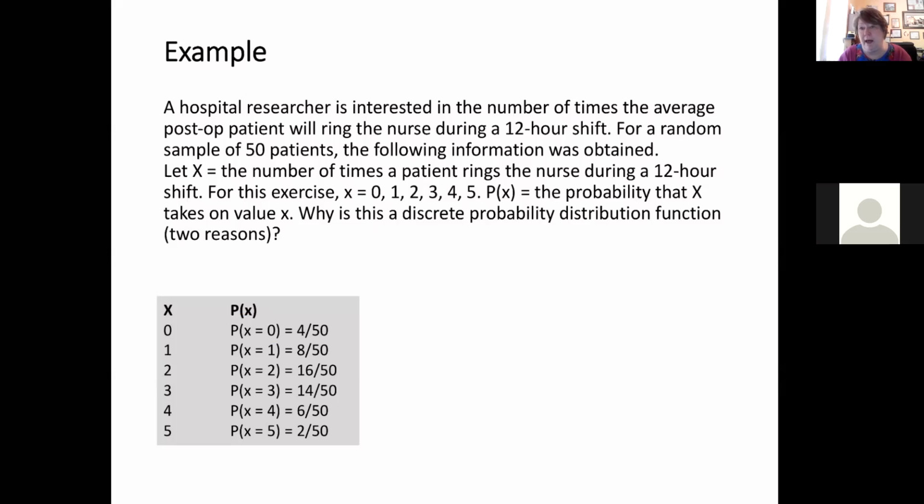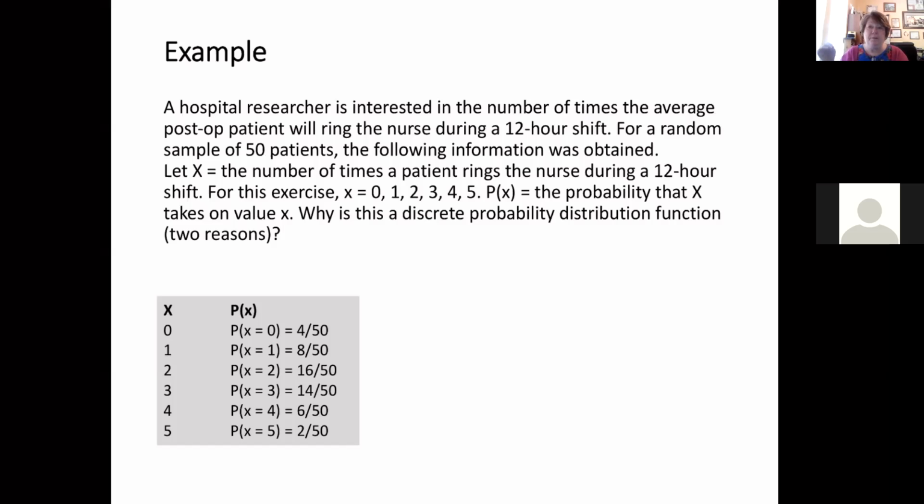Well, there were 14 out of the 50 patients that rang the nurse 3 times, 6 out of 50 rang the nurse 4 times, and 2 out of 50 rang the nurse 5 times. So the first column is the values that our random variable can take on. The second column is the probability that our random variable took on that value. So it's the relative frequency of that.